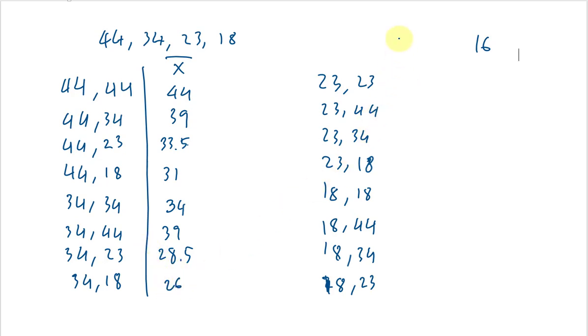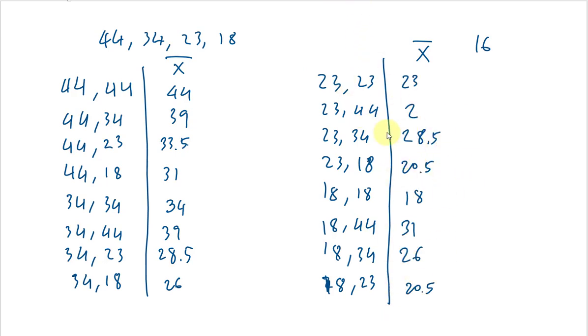And then just keep doing the same thing here. We are looking for the sample mean between two of them. And if you do all of that, you should get all of these numbers here. Okay, so this is the sample mean between two of them. Now let's go back to our questions.